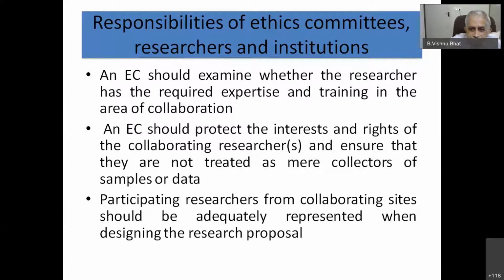So the EC or ethics committee should examine whether the researcher has the required expertise and training in the area of collaboration. This is very, very important. You may ask why they are asking for my CV. So the ethics committee should know what you have done so far, whether you have the requisite knowledge and skill in that area or not. Otherwise, they will not permit you to undertake a study. An unqualified or improperly trained person cannot conduct research.